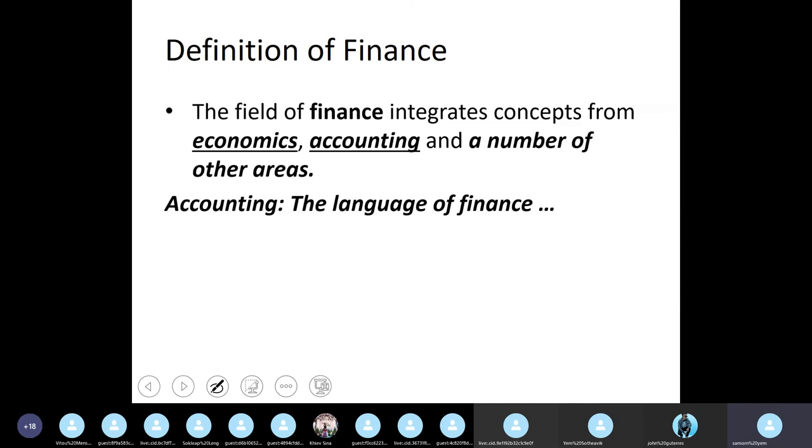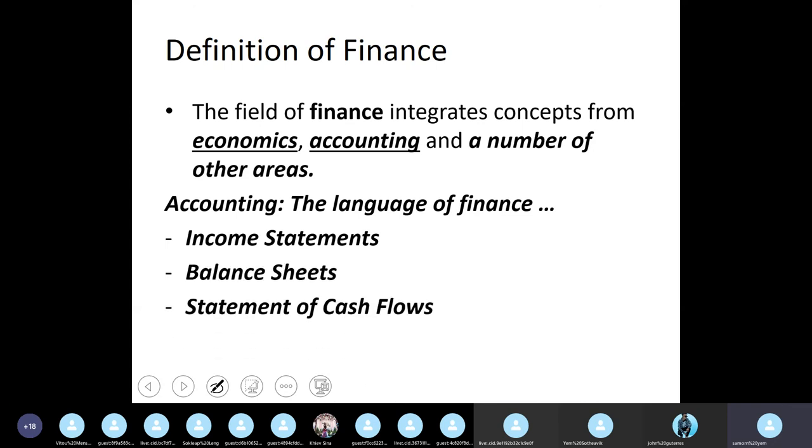And why is finance also related to accounting? Because accounting is the language of finance. Accounting will inform you of the income statement, balance sheet, and statement of cash flows. These are the main financial reports. So these reports are very important and related to the finance sphere.